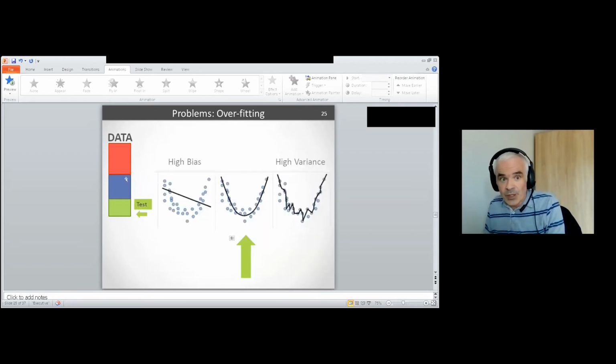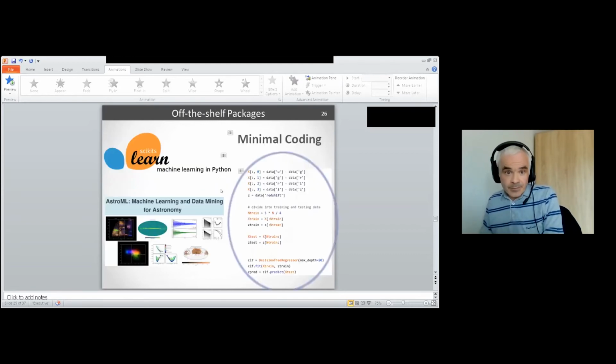So to sum up, when you've got your correct depth, you give it a final brand new test data that it's never seen, and you're hoping that you're getting in the middle, that you're not highly biased and you don't have too much variance either.